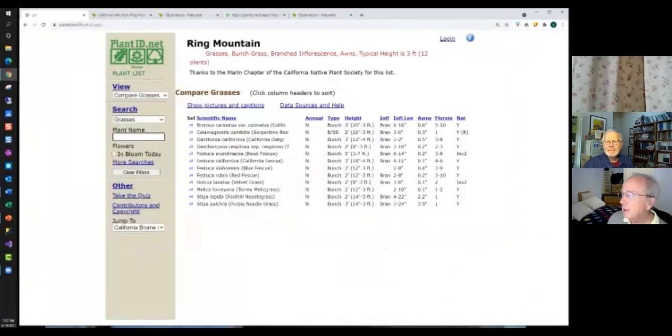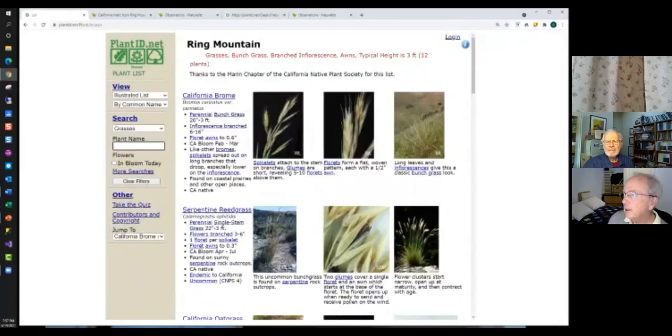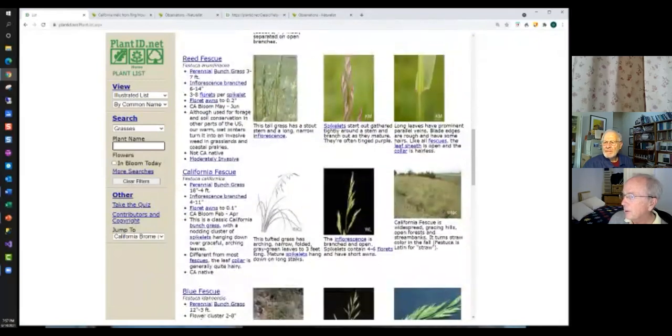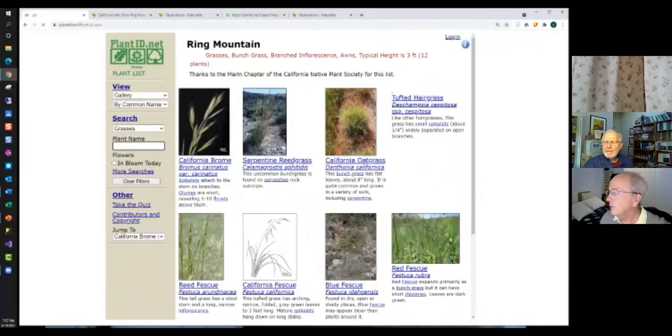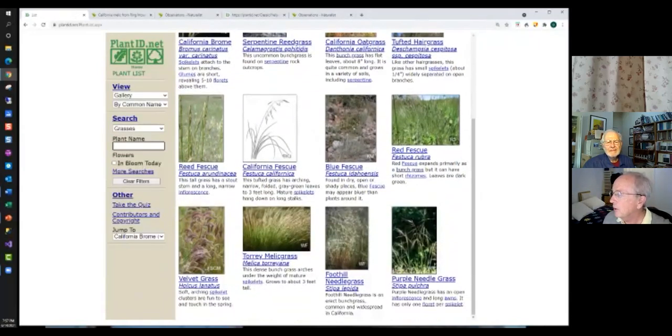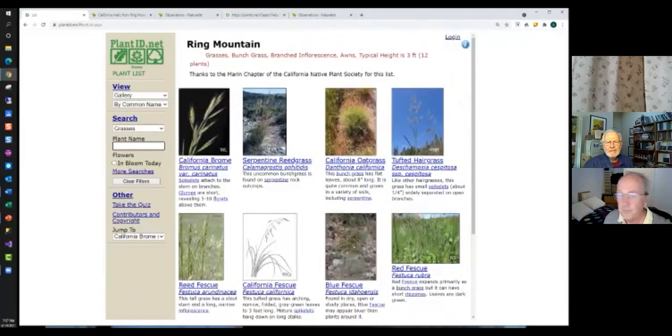So this is a typical pattern here. We did a search, we got a result, and then we started looking at a specific plant. In addition to compare grasses, we have all the regular ways of displaying results. So remember in the demo, we have the illustrated plant list, which is one line per plant, showing pictures and captions and descriptions. Another way to see your grass results is in a gallery, which is particularly nice when you have a short list. We only have 12 grasses, so we can actually see all 12 grasses right here, and we can visually compare them.